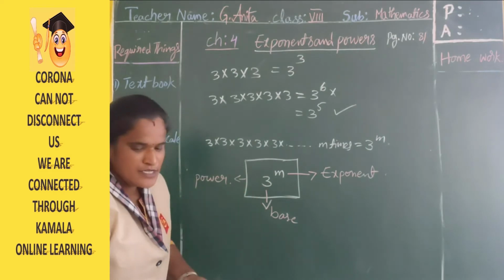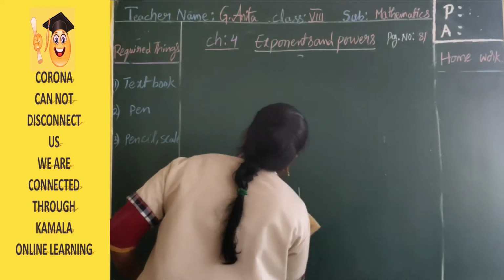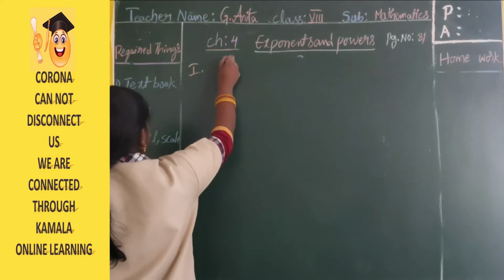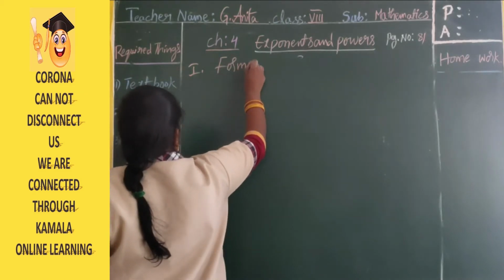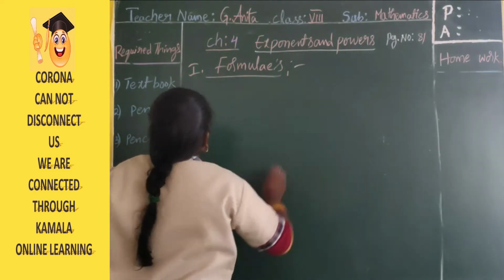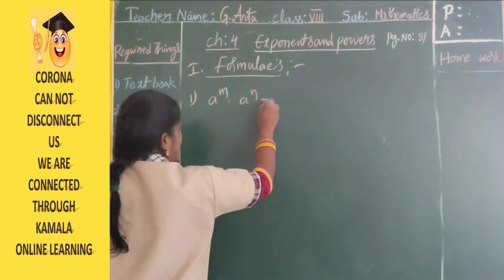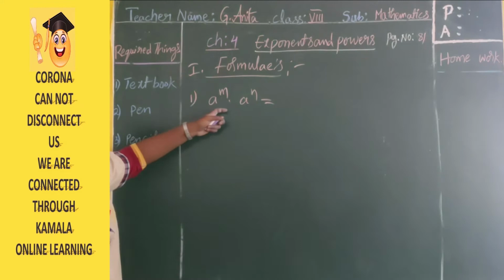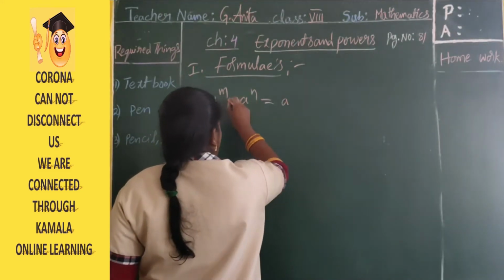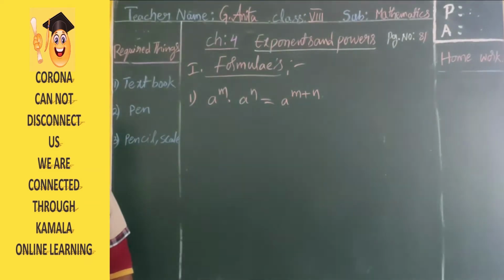Okay, got it students? In this chapter so many formulas are there. First formula: a power m into a power n. Here observe, bases are same, so powers should be added. So a power m into a power n is equal to a power m plus n.